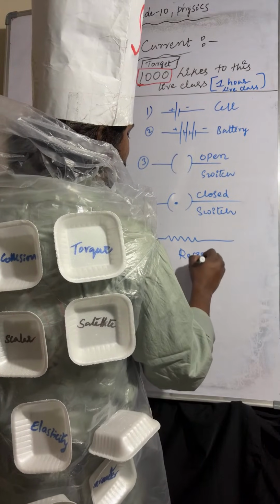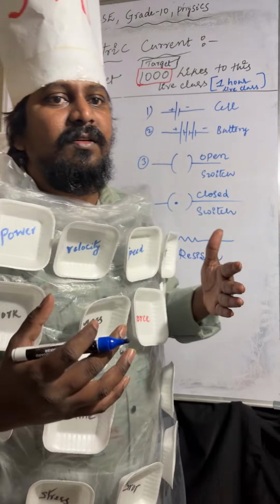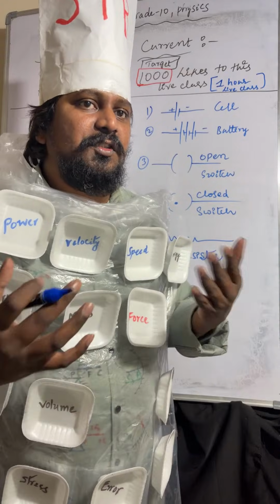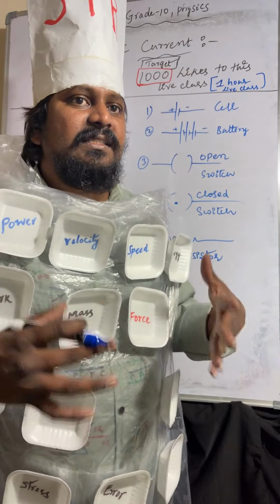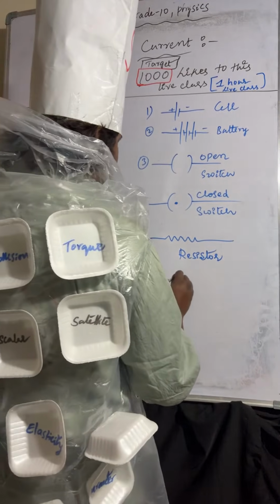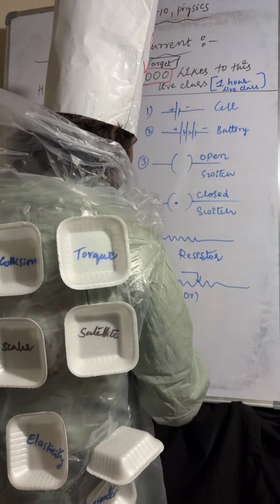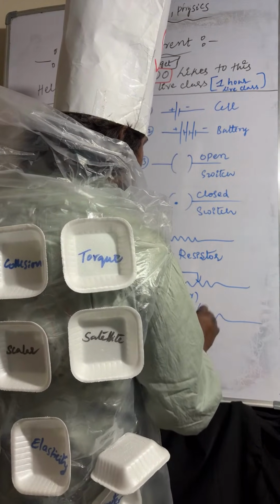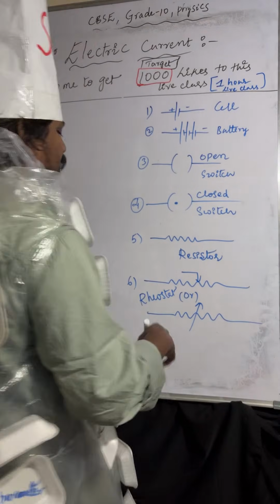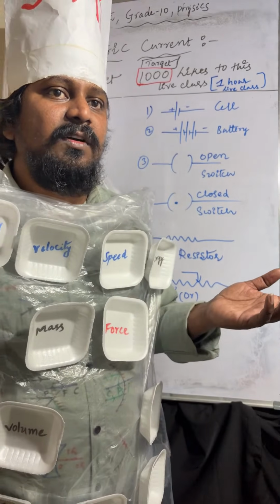A resistor is a device which is used to oppose the electric current in the circuit. Resistance is the phenomenon of opposing the electric current. Next one, the rheostat. This is a rheostat. A rheostat is a device which is used to regulate the current without changing the voltage source.